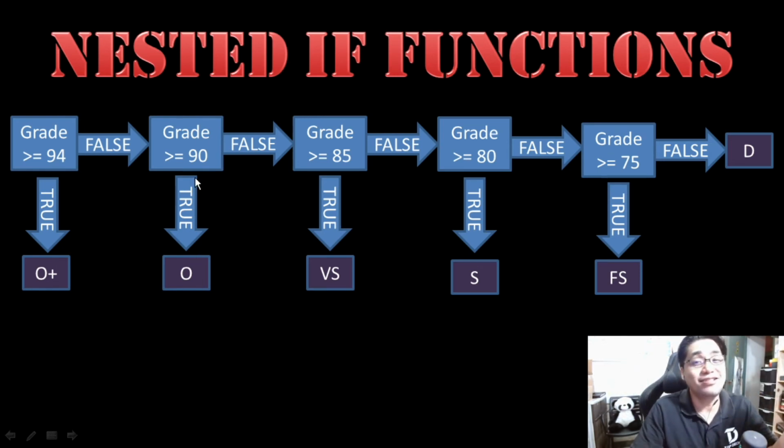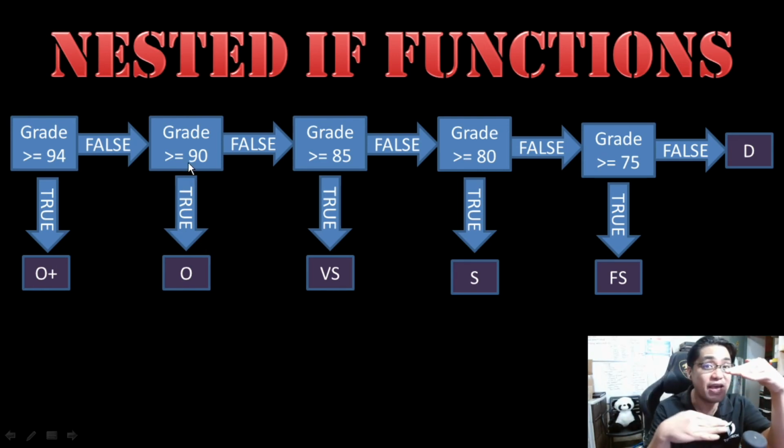If it is not greater than or equal to 90, then of course it's less than 90. So if it's less than 90, is it now greater than or equal to 85? So is it within that range? If the answer to that is another yes, then the grade is going to be VS or very satisfactory. If it is not, then it's less than 85, so it's false.